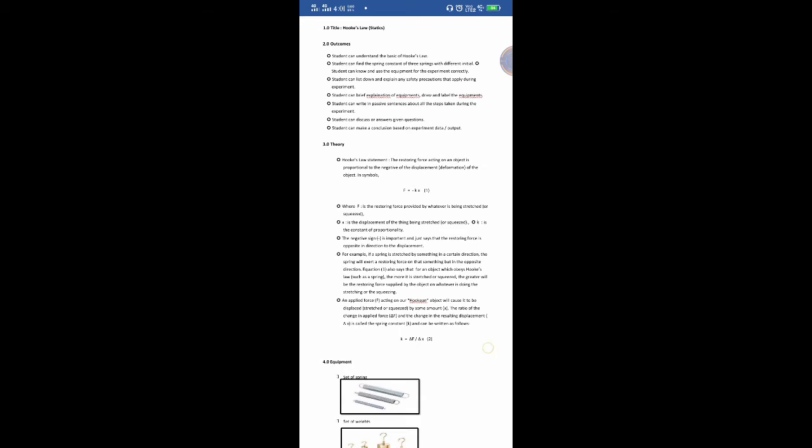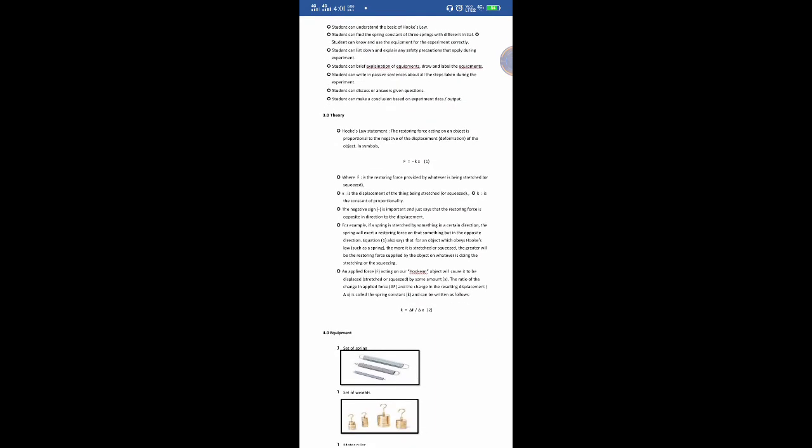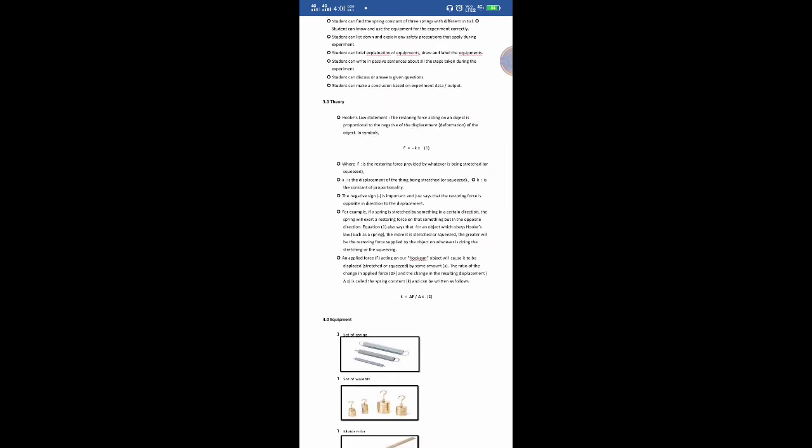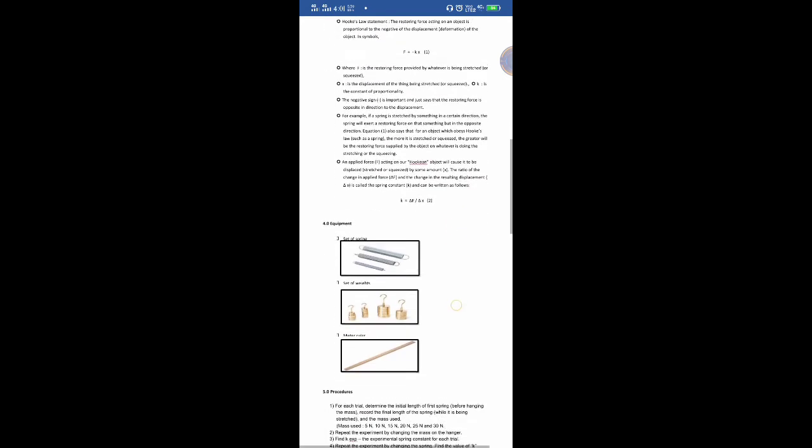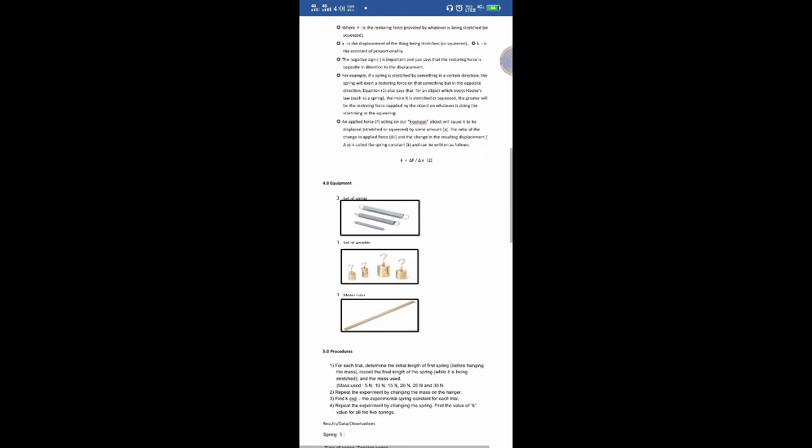The ratio of the change in applied force and the change in the resulting displacement is called the spring constant k, and can be written as follows: k equals F over x. The equipment: set of springs, set of weights, and meter ruler. Procedure: first, for each trial, determine the initial length of the spring. Record the final length of the spring and the mass used: 5 Newton, 10 Newton, 15 Newton, 20 Newton, 25 Newton, and 30 Newton.